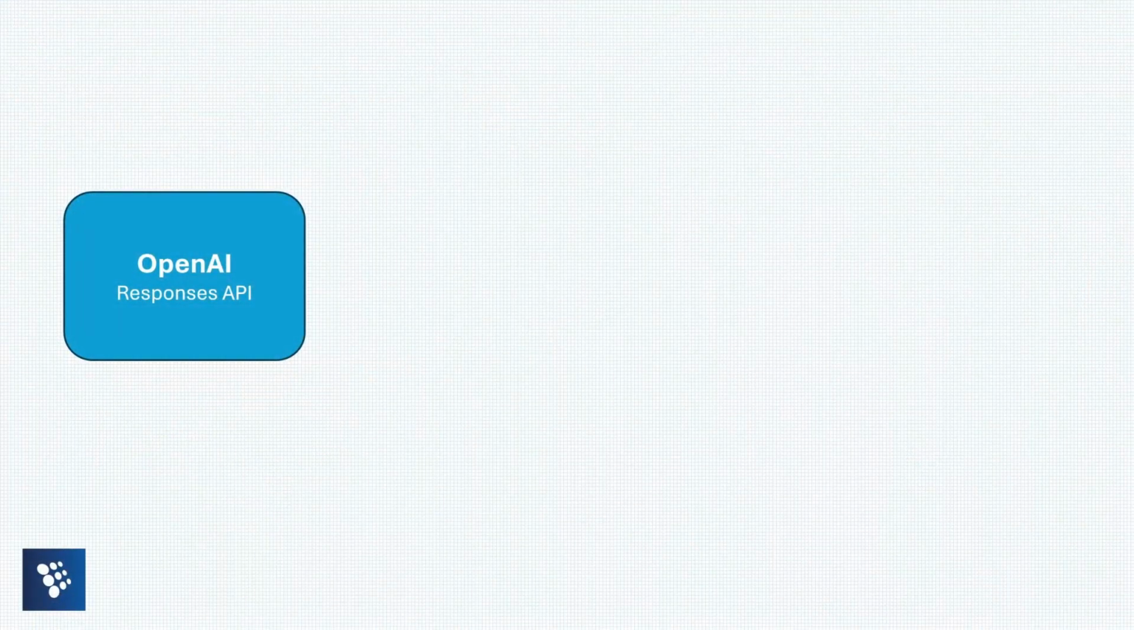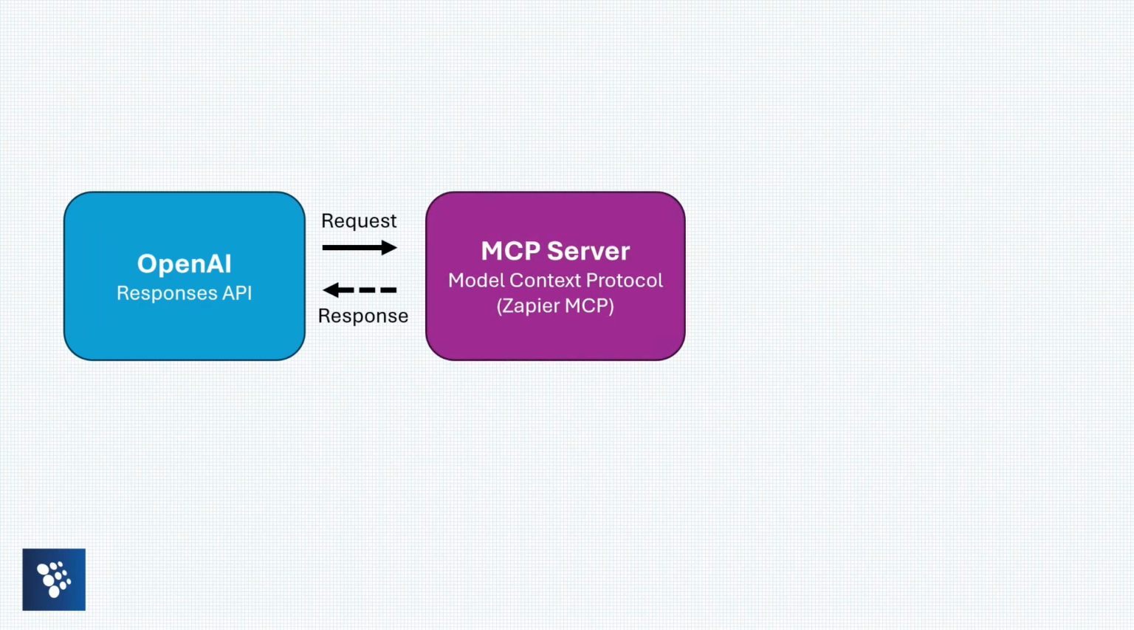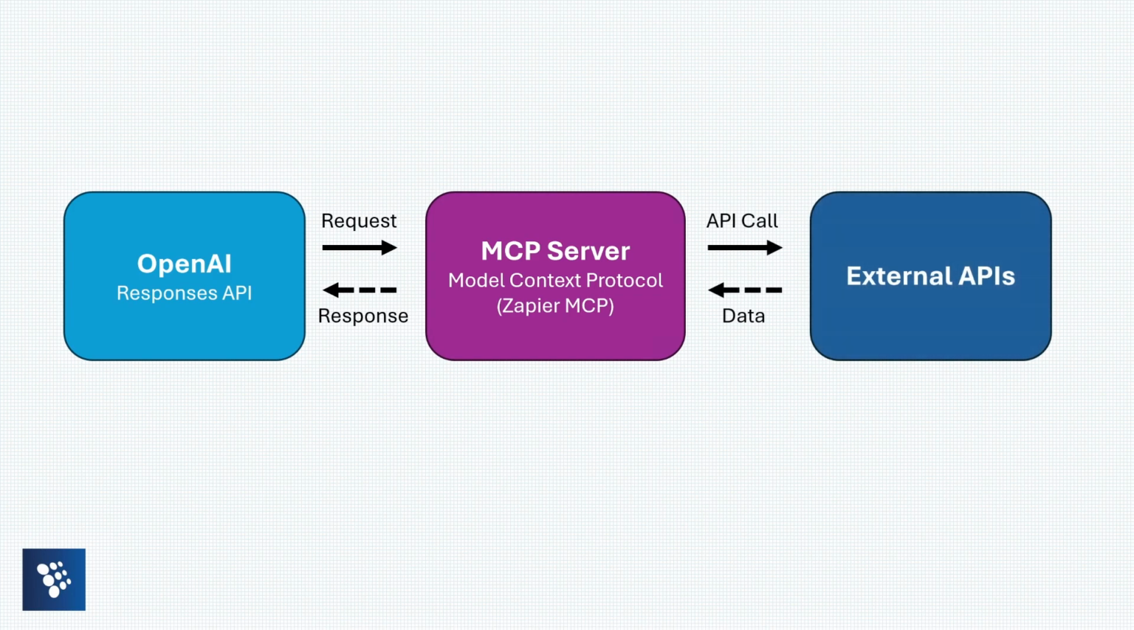MCP stands for Model Context Protocol. Think of it as a bridge that lets OpenAI connect to external tools and APIs. Instead of just answering from its training data, MCP allows it to expand its capabilities, like being able to validate addresses with Service Objects' Address Validation 3 API.